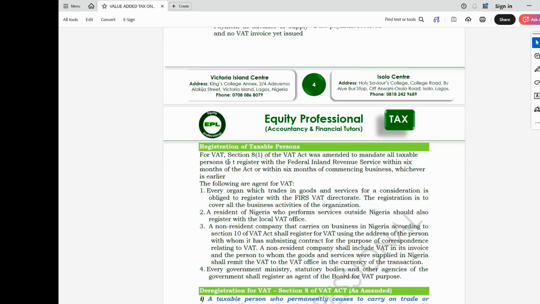After registering for VAT, this VAT registration is not by organization. VAT registration depends on your location. You are expected to register with your nearest FIRS office, that is, the one closer to your place of business.